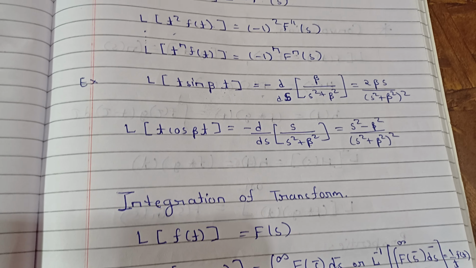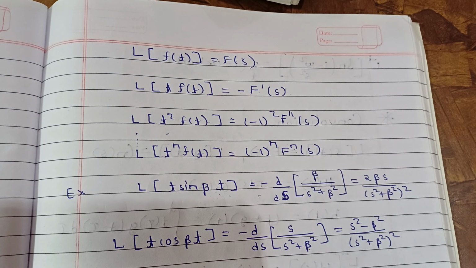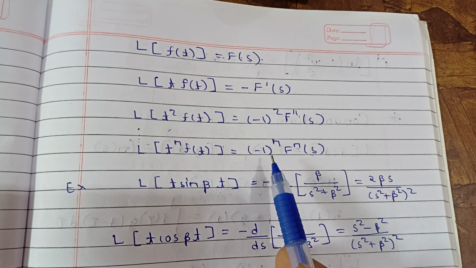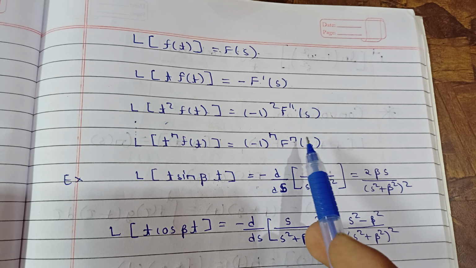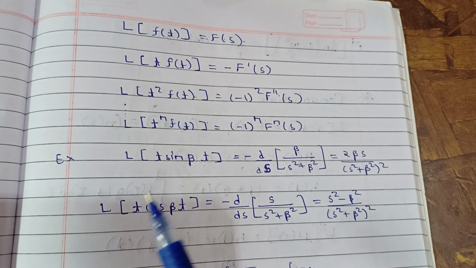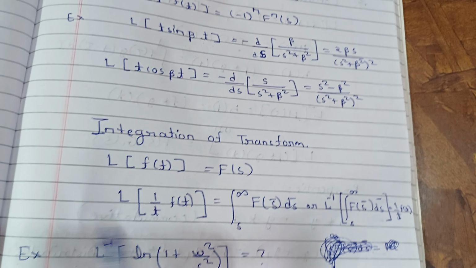In the last lecture we were discussing the differential form of the Laplace transform, and I told you that if you have this kind of form then you can directly write the Laplace transform, that is (-1)^n F^(n)(s), where n represents the order of differentiation. So that's how you can do it. So let's discuss today the integration form.